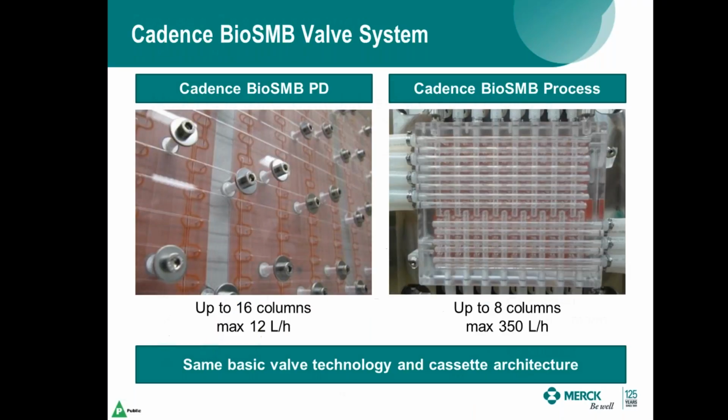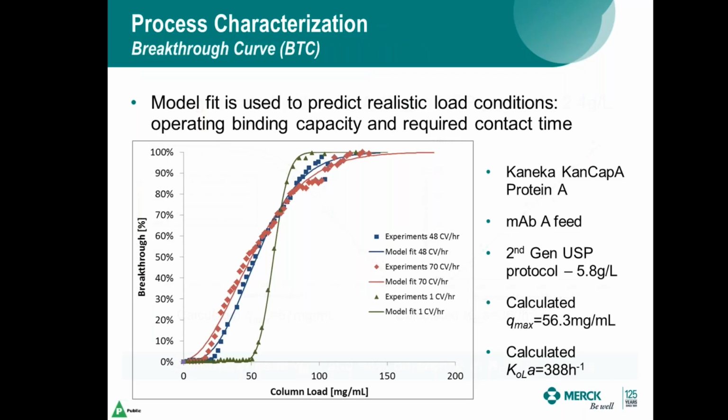One of the main differences, however, is loading the valve block. As you can see in the picture on the left, there are multiple screws and washers that need to be replaced to change out the cassette in between campaigns. However, the unit on the right is installed by pneumatics, and the entire single-use manifold that's used in the Cadence BioSMB process scale system can be replaced in 30 minutes as a design requirement.